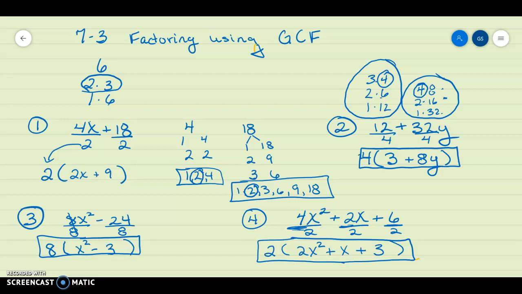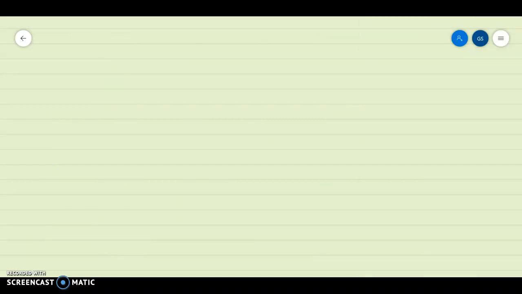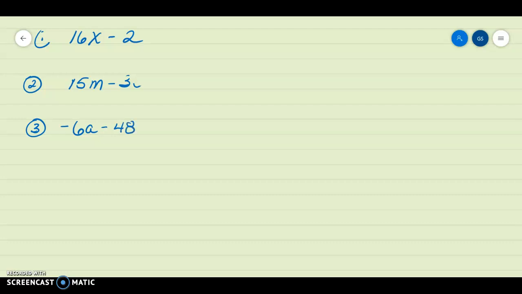Okay, I'm going to give you a couple to try. Let me give you a couple to try, and we'll see how you do with them. How about 16x minus 2? I'll give you 4 of them. 15m minus 30. Let's do negative 6a minus 48.